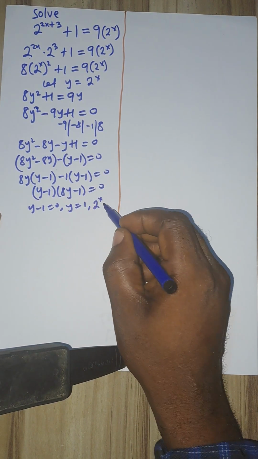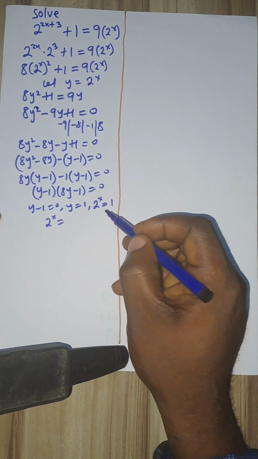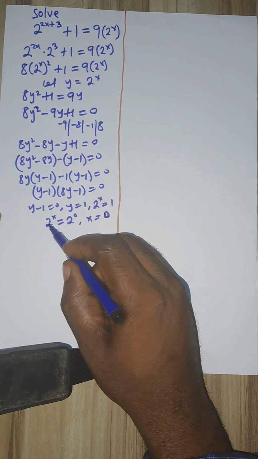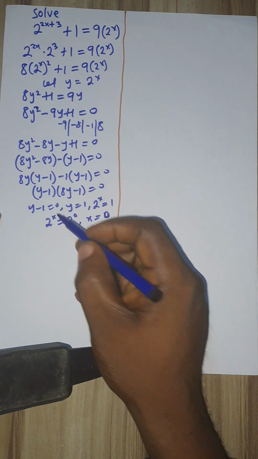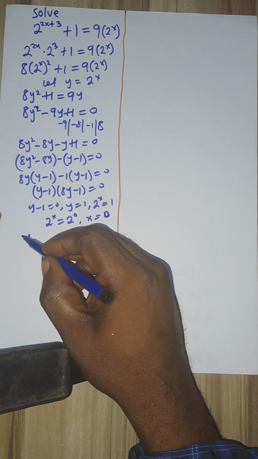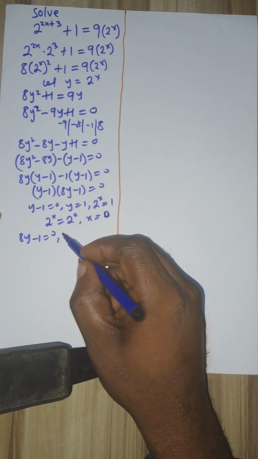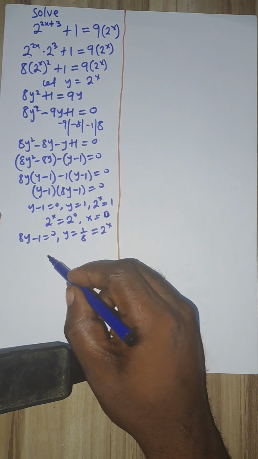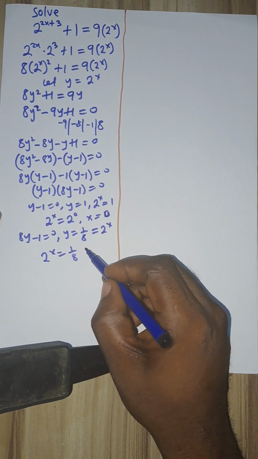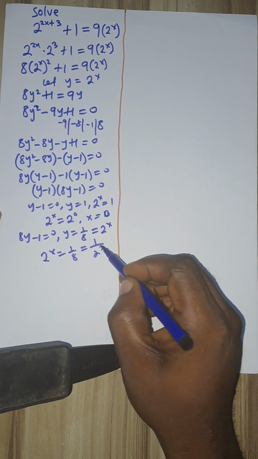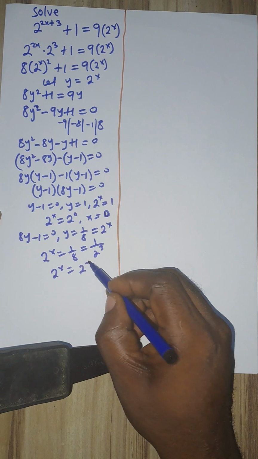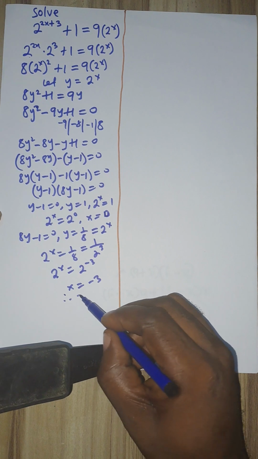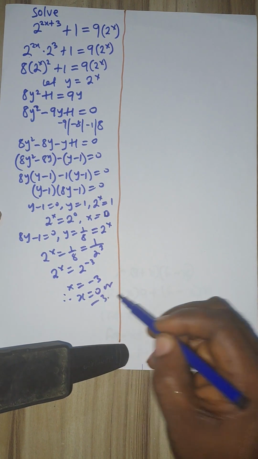If y minus 1 equals 0, it means that y equals 1. But y is 2 to the power of x, so 2 to the power of x equals 1. So 1 is something as 2 to the power of 0. If they have equal bases, you equate their powers, so x equals 0. Now 8y minus 1 equals 0, so we have y equals 1 over 8, which is 2 to the power of x. So 2 to the power of x equals 1 over 8. 1 over 8 is 1 over 2 to the power of 3. By negative index law, that is 2 to the power of minus 3. So you have equal bases, you equate their powers. Therefore, x equals 0 or -3.